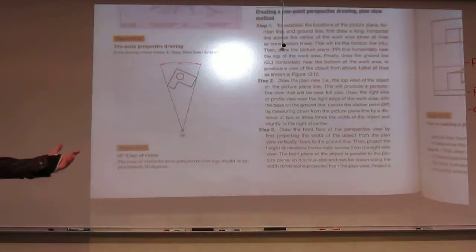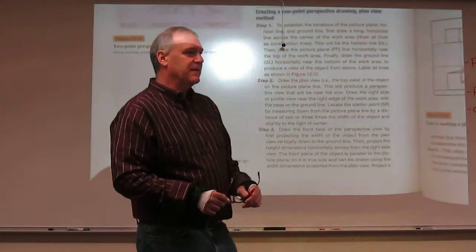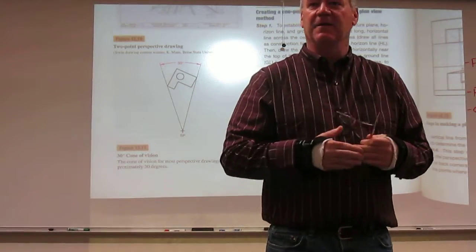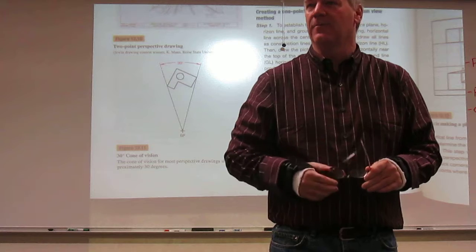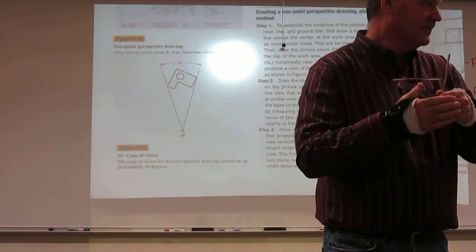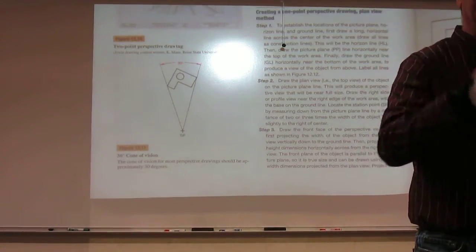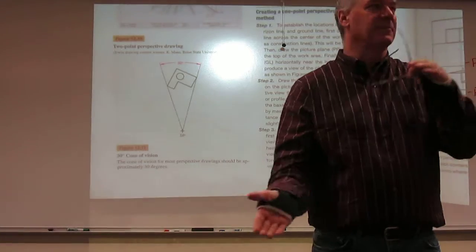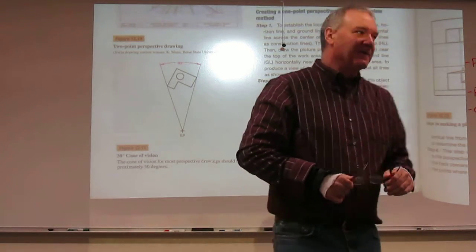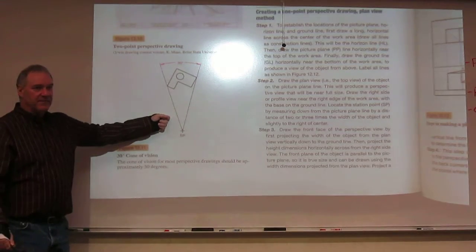Now, does it matter if I'm 29 or 31? No, not really. Do I want the object to appear a little more distant? Then I would probably make that a narrower one. It's going to push my station point away from it. If I want to appear like I'm closer to the object, then I would make that wider, 60 degrees would push the station point closer to it. This is a real good place to start. Okay? So a 30-degree cone of vision.